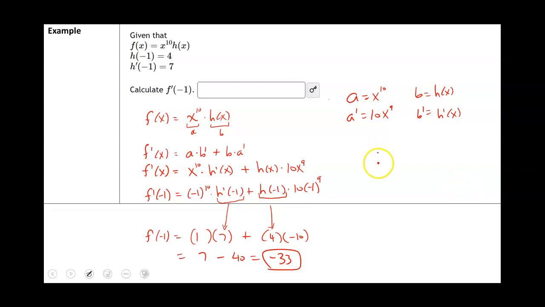Just remember that if you have negative 1 to the 10th power, that is equal to positive 1, because you're multiplying a negative 1 ten times, an even number of times. Whereas if you have negative 1 to the 9th power, you're multiplying negative 1 an odd number of times, and that'll give us a negative 1. So just a quick reminder.